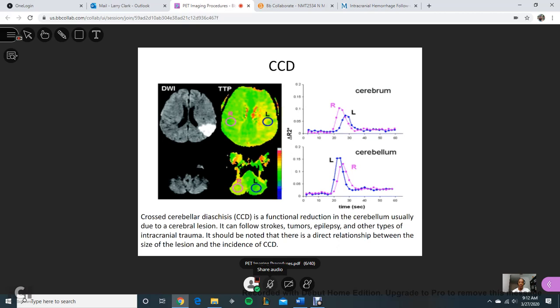So what you're looking at here would be this area in relation to this area. Sorry, is that better? There we go. Here you see the cerebrum, and then here your cerebellum, there's increased uptake here. And that's because of the neoplasm that is present in that area.